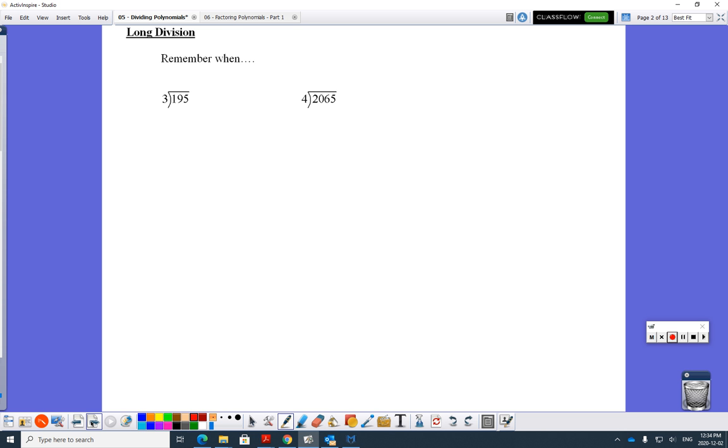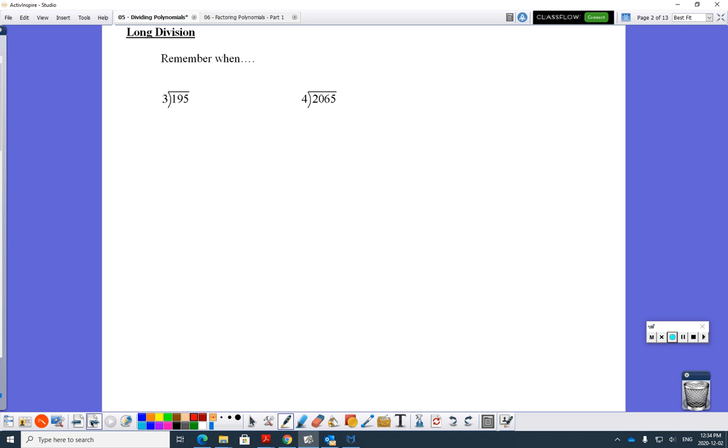Okay, so I got two examples here. I'm going to do one that's just supposed to ring the bells in your brain a little bit and go, oh, I kind of remember this. And then I'll slow it down for this one and go, let's make sure we understand it step by step, because we need it. We need it today. We're not going to be doing these. We're going to be doing dividing polynomials.